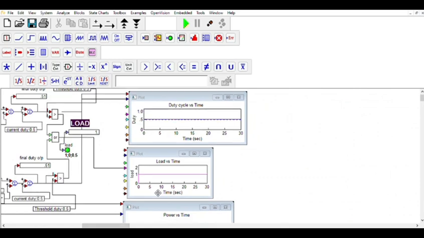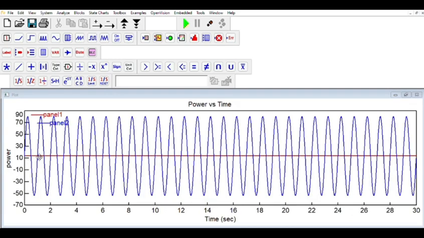The graphical representation of power versus time: red line indicates panel 1 and blue line indicates panel 2. For panel 1, the power is almost constant because of manual irradiance. And for panel 2, it is a sine wave because of the automatic irradiance by using the sine wave generator, which continuously changes with time.